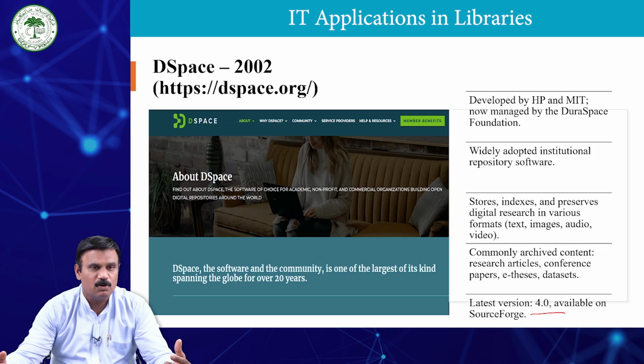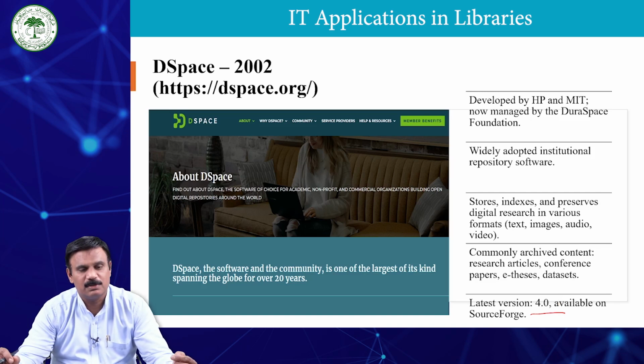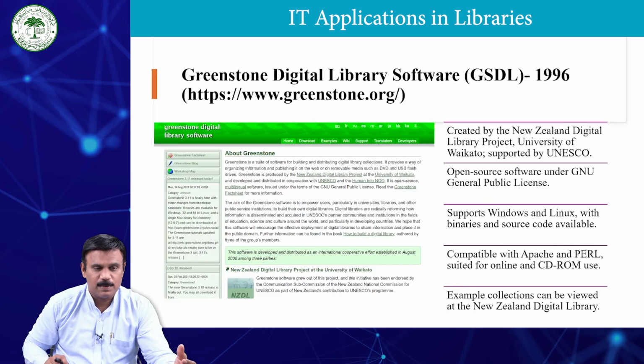So, this is the home page. You will find the home page on the left side. You can visit dspace.org with the URL and you will find the DSpace home page, and from there you can download DSpace and use it for your digital library purpose.